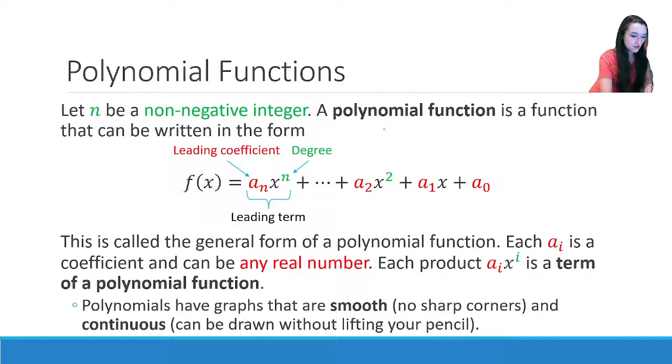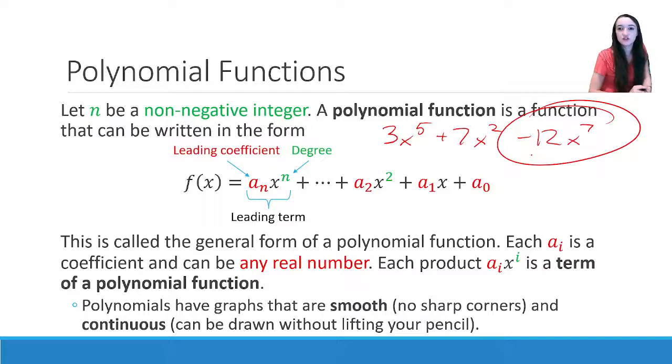So if I have 3x to the 5th plus 7x squared minus 12x to the 7th, even though it's not written in the right order, this is actually the leading term because that has the highest power. So the degree is 7, and the leading coefficient is negative 12. So it's not about the order, though we do prefer for it to be in numerical order by the powers. It's just whatever the highest power is. That's what gives us the degree.